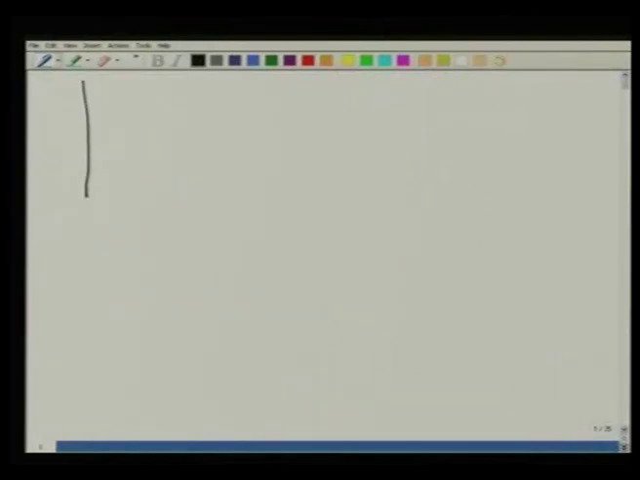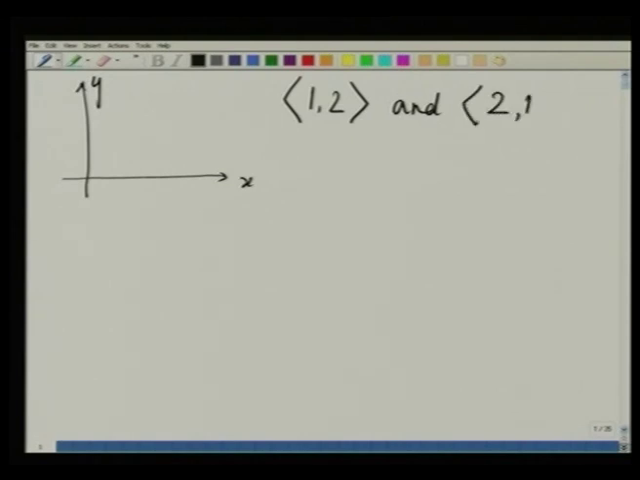Actually, this fact is quite evident from the following diagram, where I have drawn a pair of axes, let us call them x and y, and I plot the points on the plane corresponding to the two ordered pairs 1 comma 2 and 2 comma 1. 1 comma 2 would be a point with an x coordinate of unity and a y coordinate of 2.